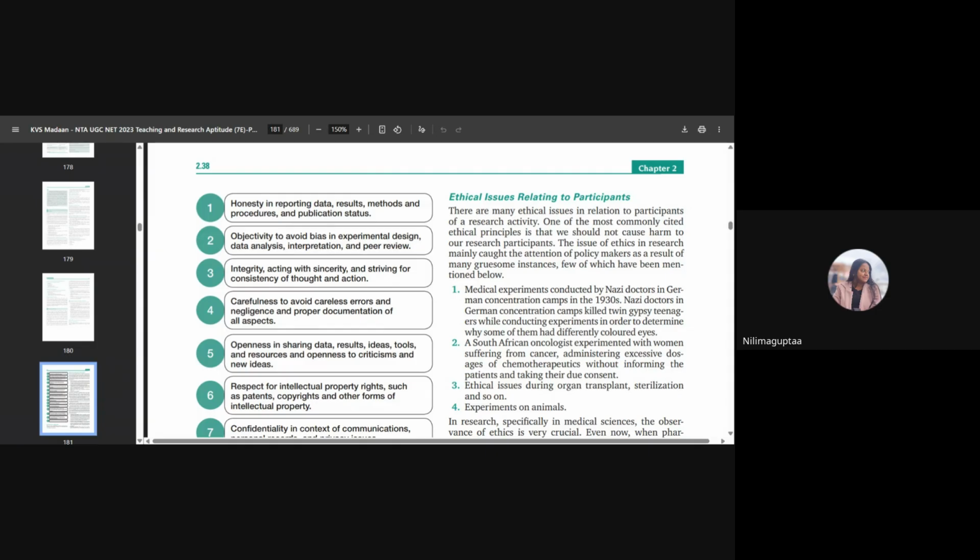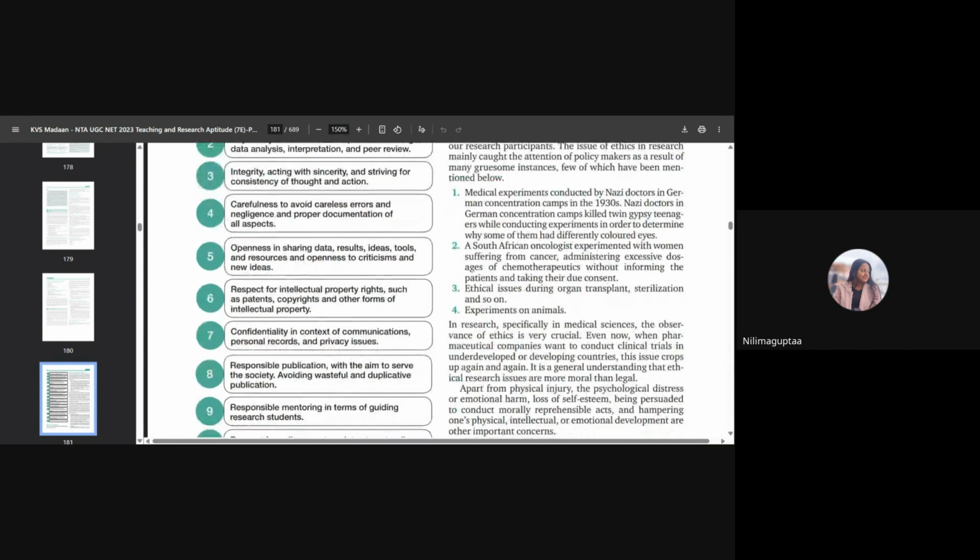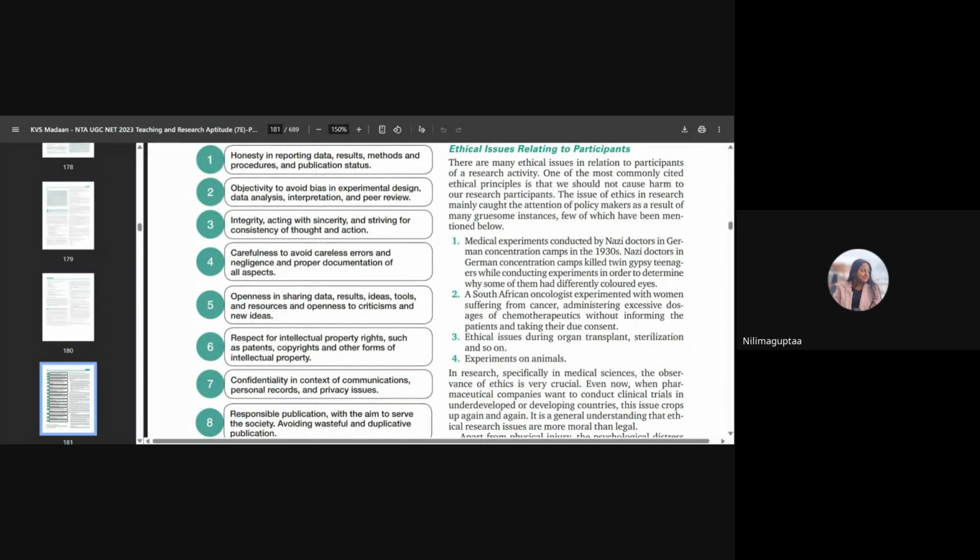Second is objectivity, to avoid bias in experimental design, data analysis, interpretation, and peer review. We should always avoid any kind of bias. We should have minimum intervention if we are using experimental research, rather than interfering with the variables. And there should be no manipulation of the data analysis. That is why we have very clear software for doing that.